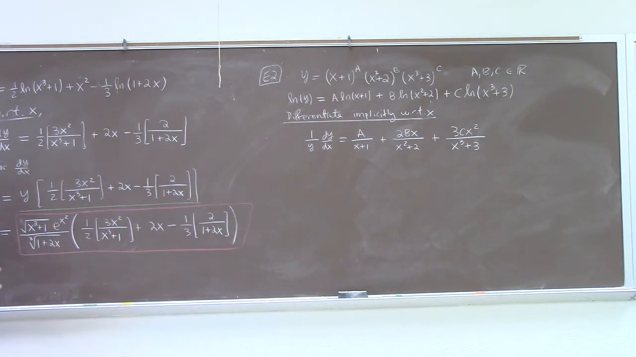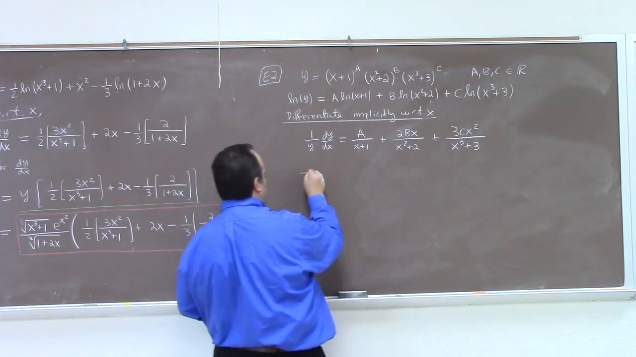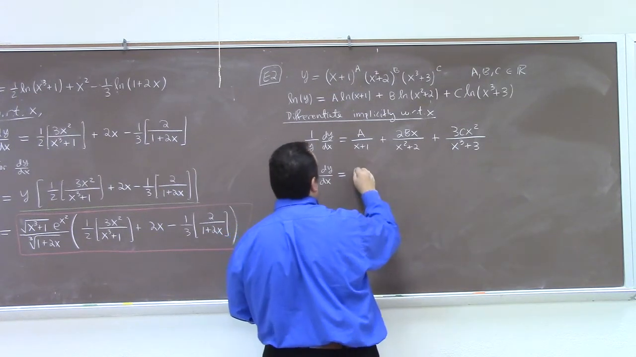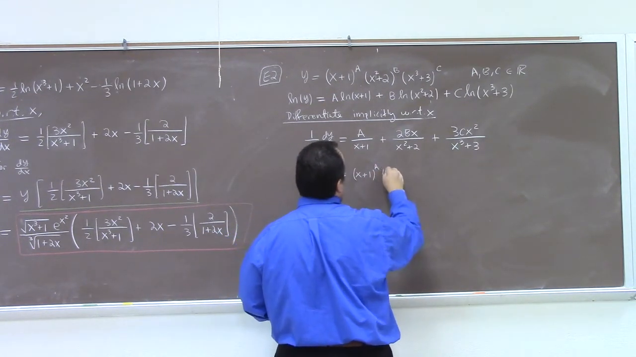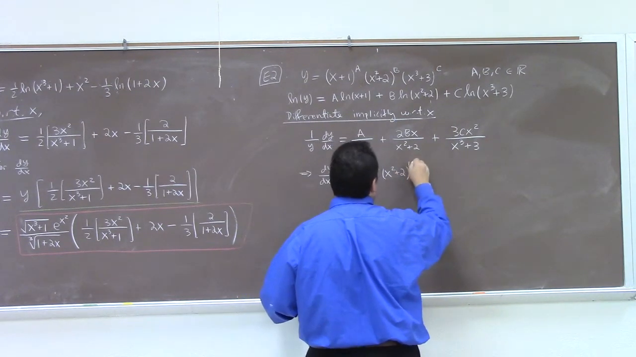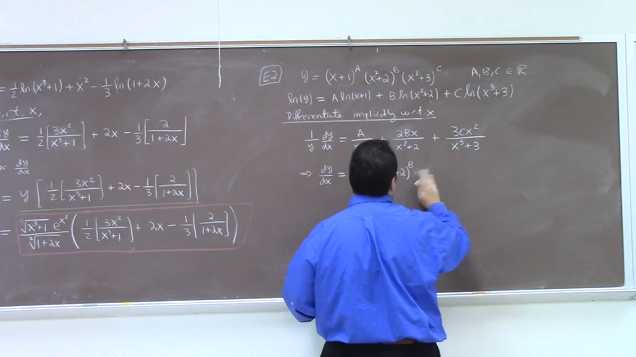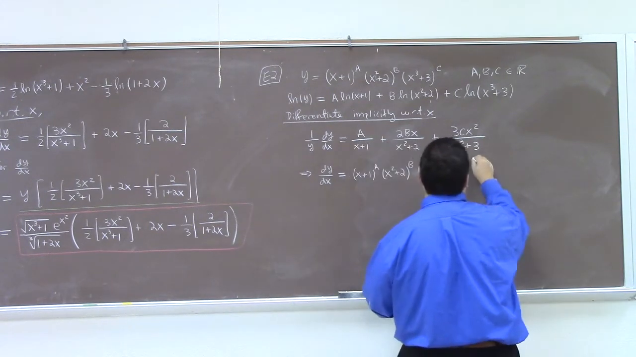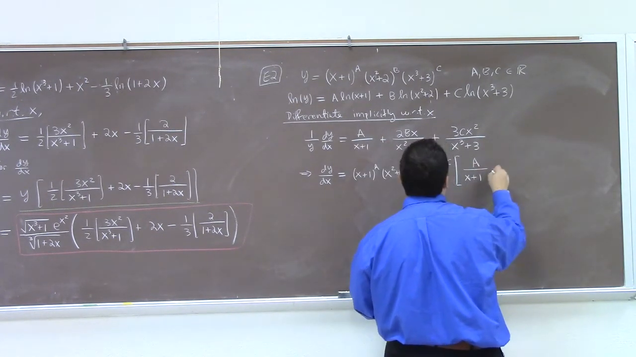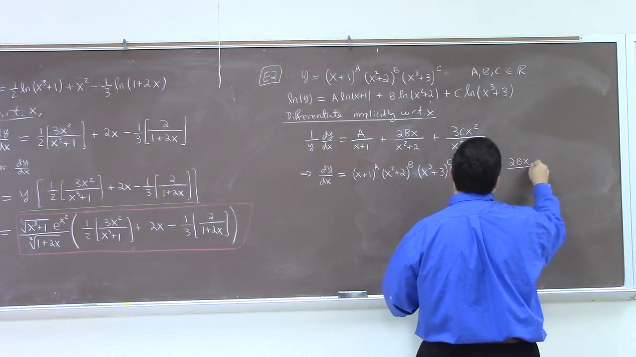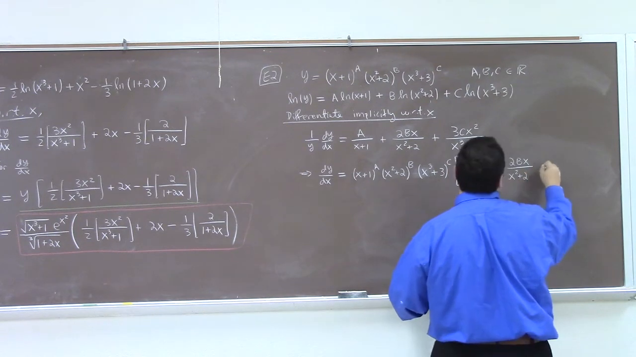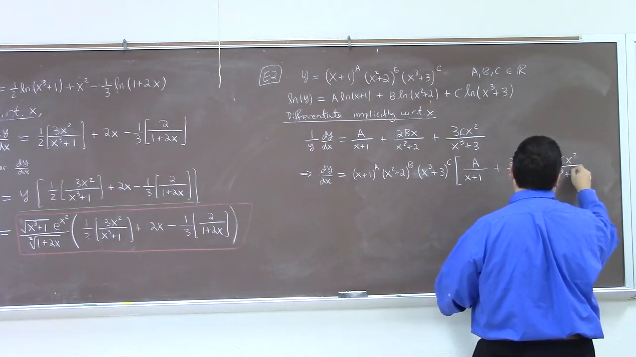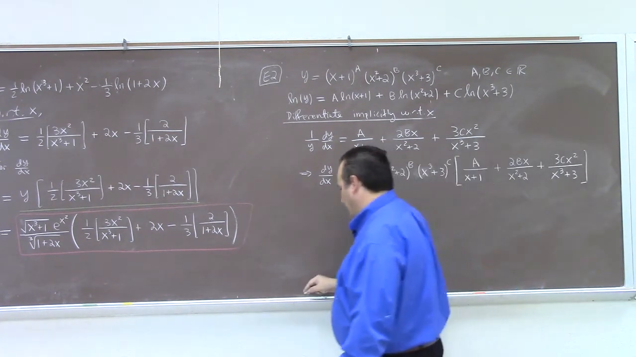So then we can solve for dy dx. That implies that dy dx is equal to y, but I'll write out what y is: (x plus 1) to the a times (x squared plus 2) to the b times (x cubed plus 3) to the c, all times a over x plus 1, plus 2bx over x squared plus 2, plus 3cx squared over x cubed plus 3. And that's the derivative.